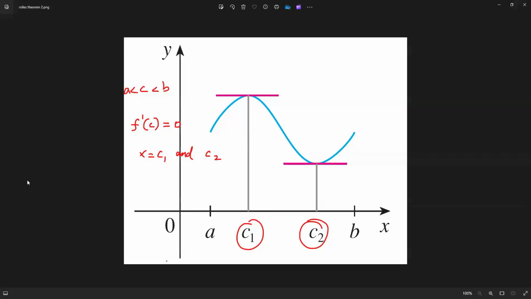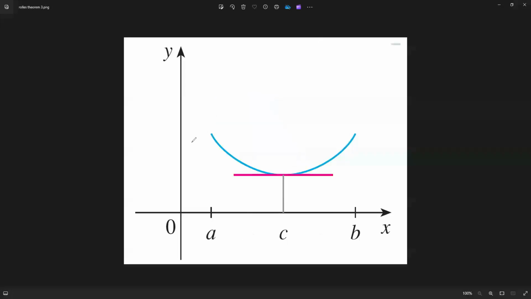Okay, let's look at one more graph to have a better understanding of this one. Just a moment. Here we have another graph. The same thing, we have to check all three conditions of Rolle's theorem for this graph. From x equal to a to x equal to b, clearly the graph is defined and continuous. And also there is no sharp corner on this graph. So the function is differentiable over the open interval (a, b).